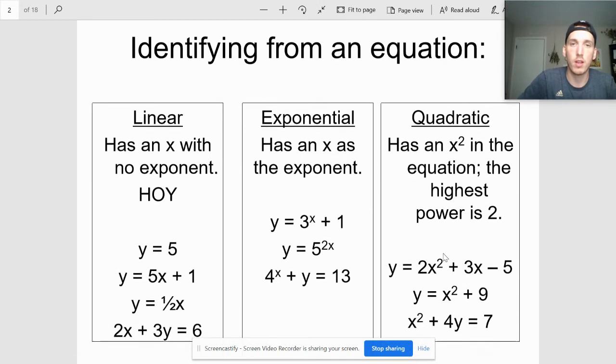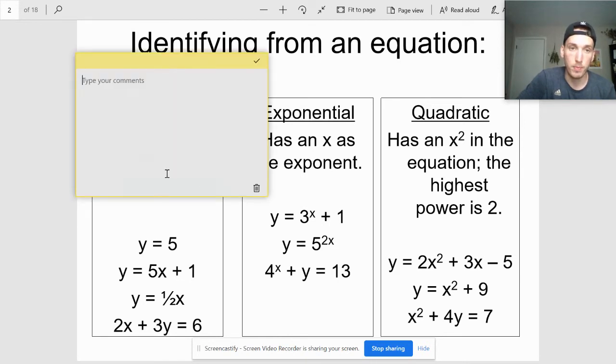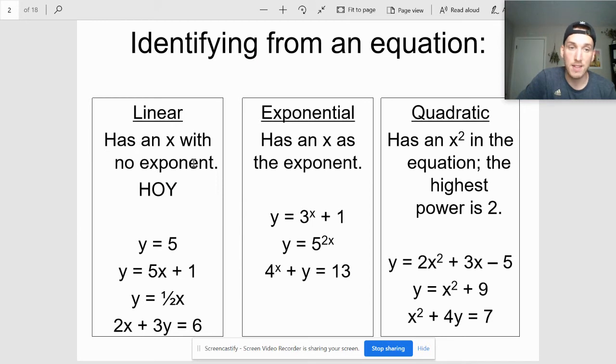If we are looking at these three types, linear, exponential, and quadratic, to tell if an equation is linear, the x will not have an exponent, okay? The x will not have an exponent, like y equals 5x plus 1, right? mx plus b. y equals 1 half x, 2x, right? When you have an x without an exponent, you've got a linear function. Or if you just have a constant like y equals 5, that's going to be a horizontal line. That is also linear, right? So constant, or if x doesn't have an exponent, it's going to be linear.